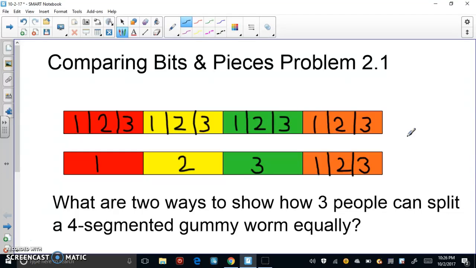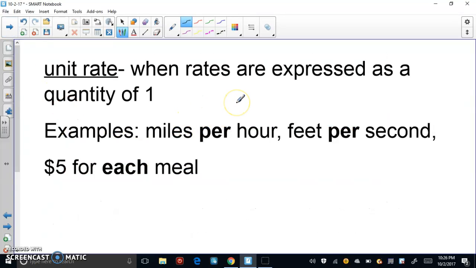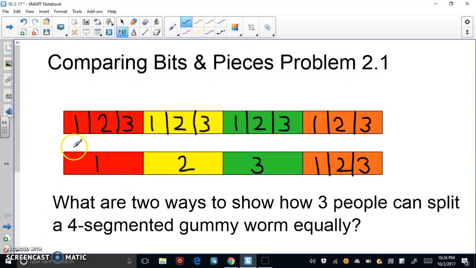Okay, so what is the point of splitting up gummy worms and trying to see how we can split those evenly? Well, the whole idea behind this lesson is to understand unit rates. And unit rates are when rates are expressed as a quantity of 1. So like on the gummy worm problem, we were looking to see how much each person gets. Each person gets an even amount. So we were trying to find out how much gummy worm could 1 person get. So that's a visual way to understand unit rates.